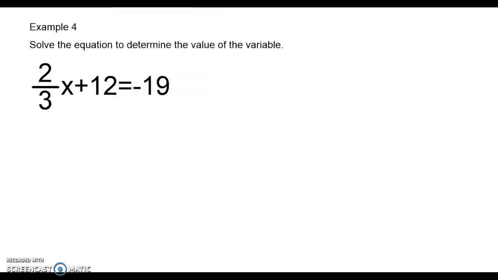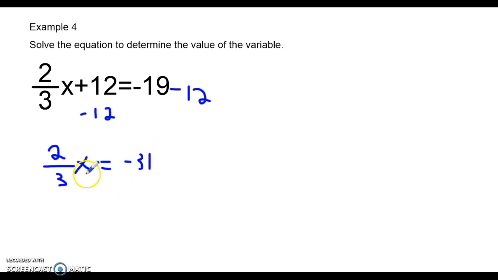Let's get to our regular pen here. So let's do minus 12 to both sides. If we subtract 12 on both sides, 12 minus 12 is going to be 0, which just leaves us with 2/3 times x on the left side. On the right side, we have negative 19 minus 12. Same sign, so combine those and keep the sign. It's going to be negative 31.